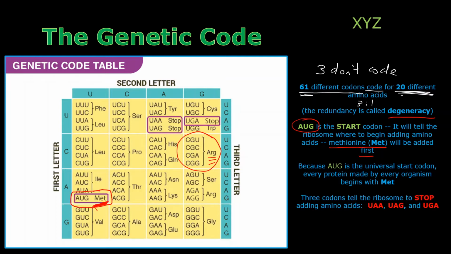There are 3 codons. Remember we said 3 don't code. And you can just go right here. The 3 that don't code are the 3 stops: UAA, UAG, and UGA. Here's the way that I used to remember it.